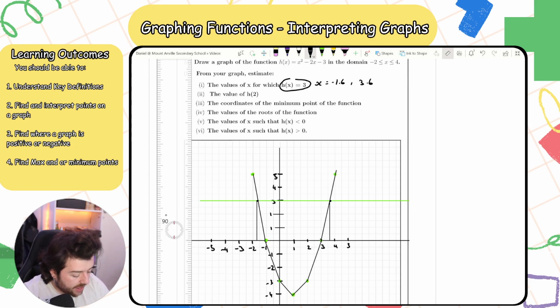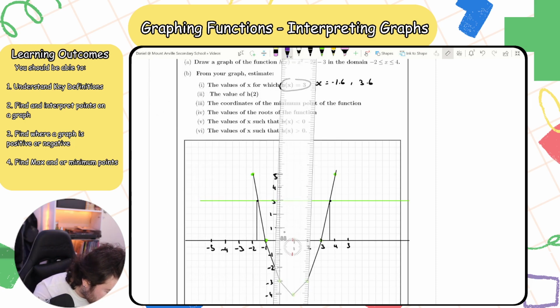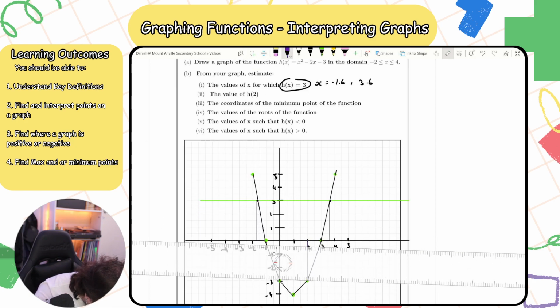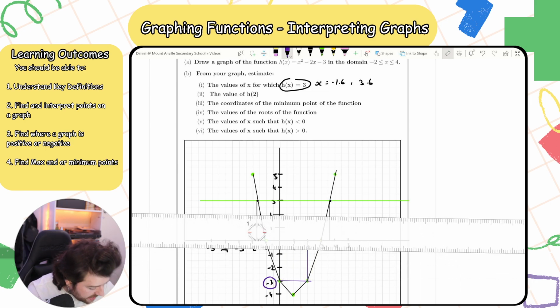Find the value of h of 2. So h of 2, my 2 here, it's in the bracket, so it's an input. I'm given an x value. So that means I go to 2 on my x-axis and I go down to see where it hits the graph. And it hits the graph right here. Go across. That's going to be minus 3. So h of 2 is equal to minus 3.